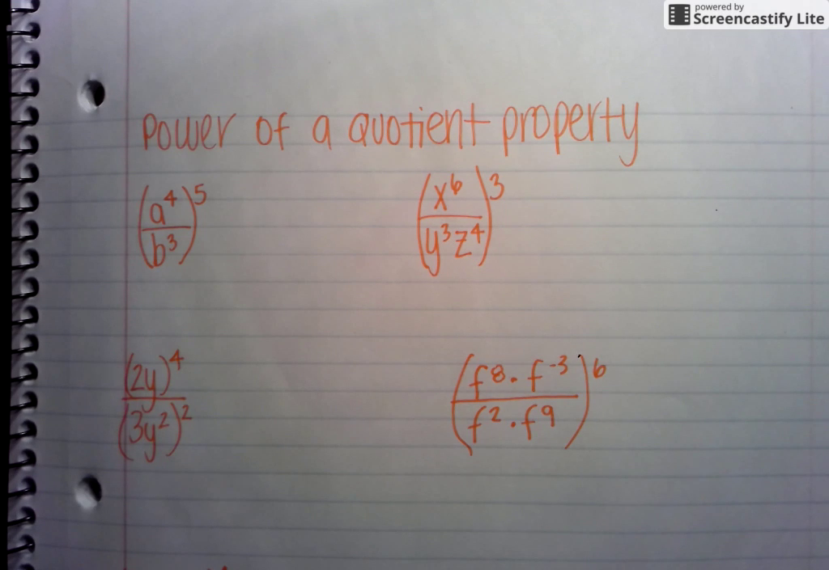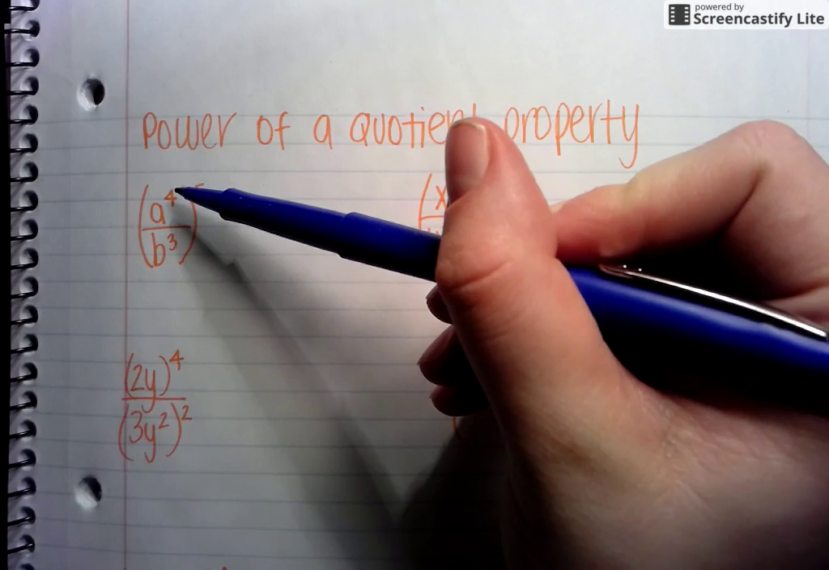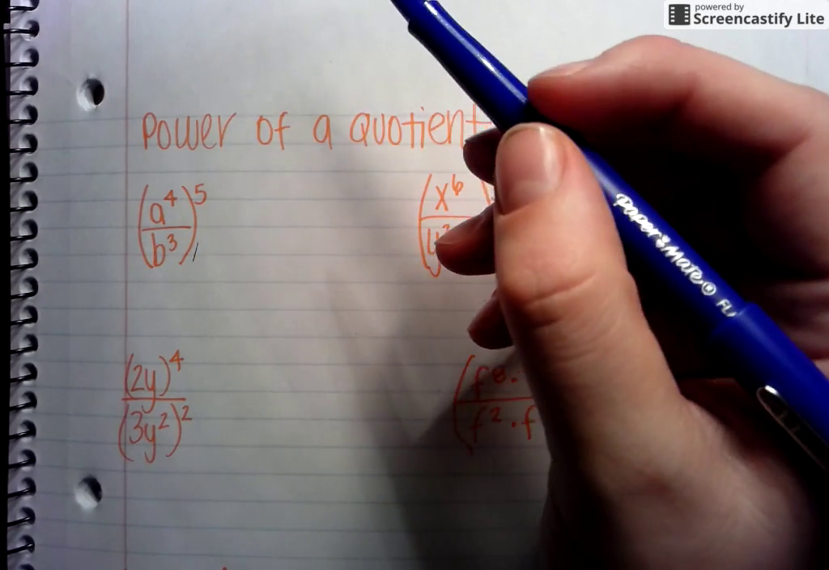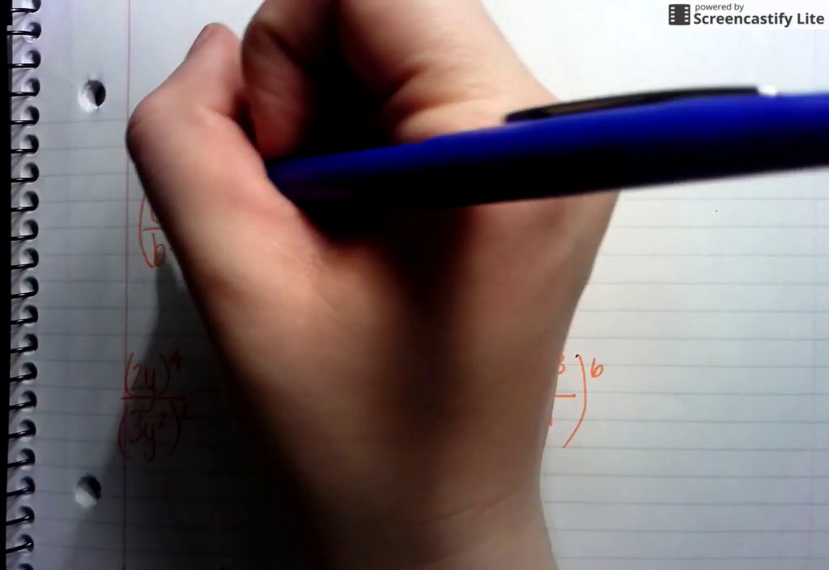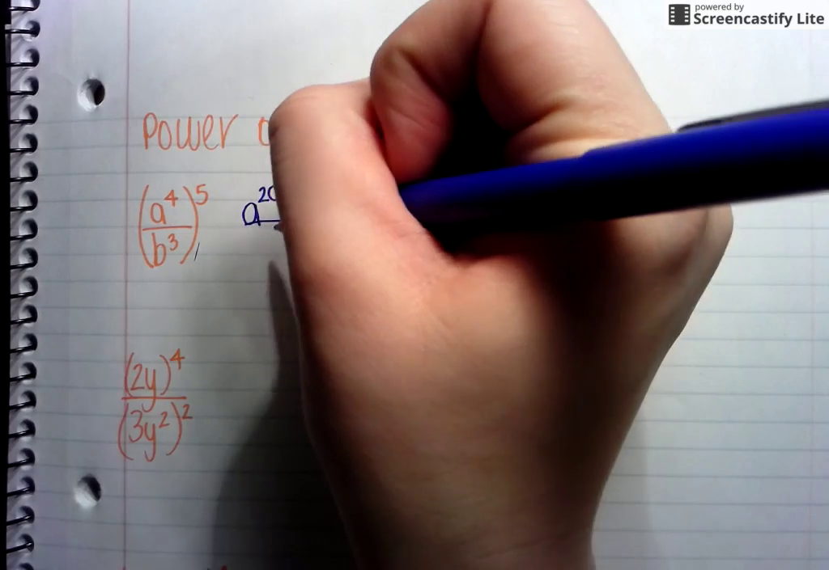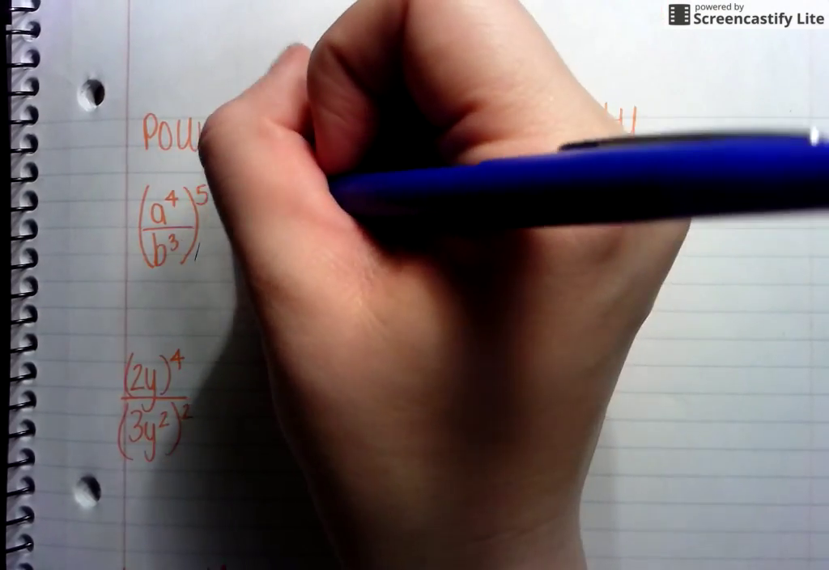Okay, this video is going to be on the power of a quotient property. So what you're going to do is take a to the fourth divided by b to the third, and you're going to take that to the fifth power. So you're going to multiply the exponents, so you're going to do a to the 20th over b to the 15th, and because they don't have the same base, that would be your final answer.